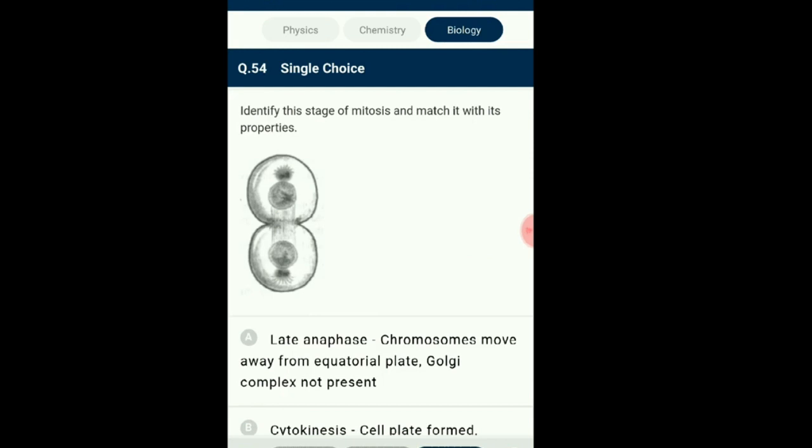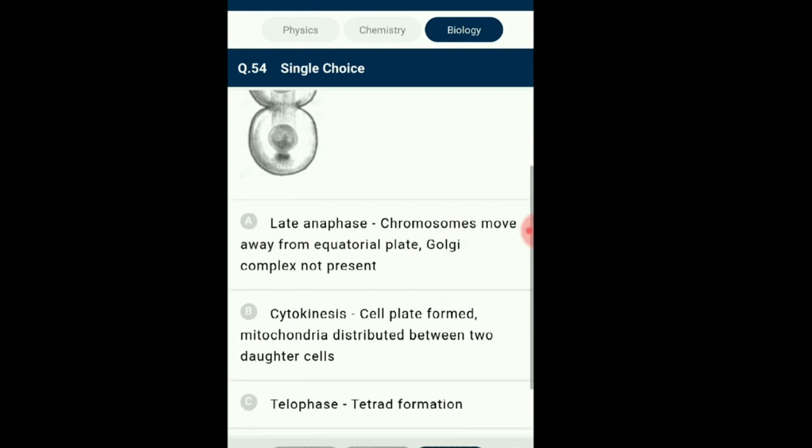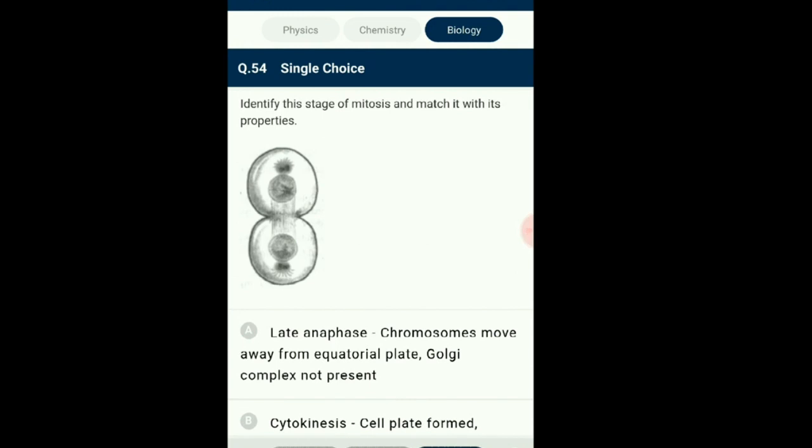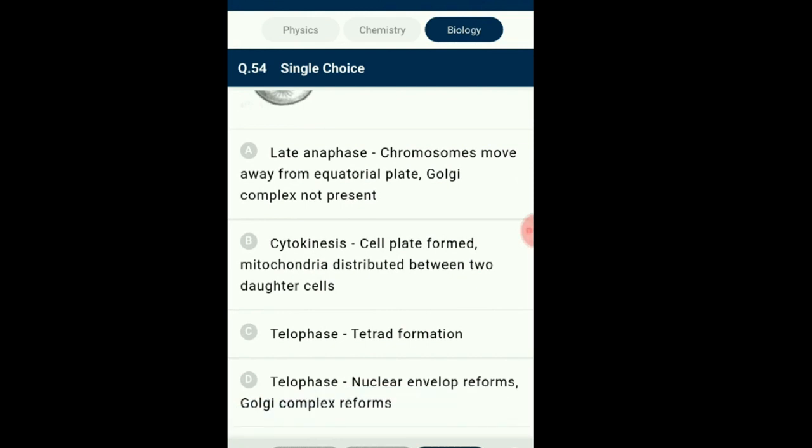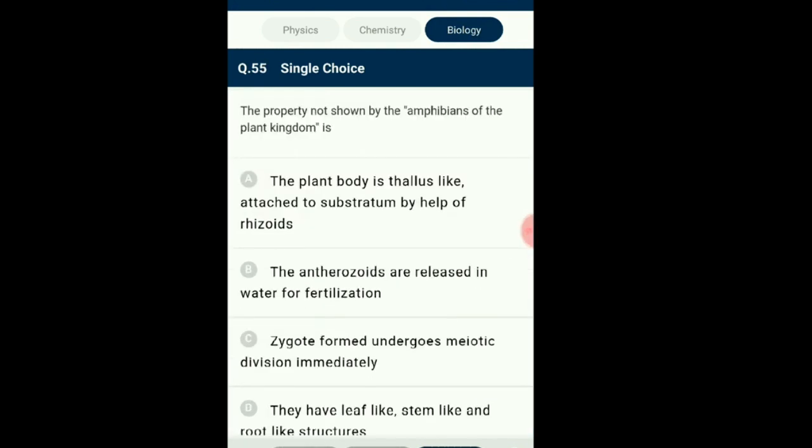Question number 54. Identify this stage of mitosis and match it with its properties. The given image of cell division shows the stage of telophase, where the nucleus separates in two, marking the end of karyokinesis. In this phase, all the organelles form and the nuclear envelope reappears. Following telophase, the cell undergoes cytokinesis, where the cytoplasm divides and forms two daughter cells. So the answer for this question is option D. The given diagrammatic representation is telophase. Nuclear envelope reforms, Golgi complex reforms.